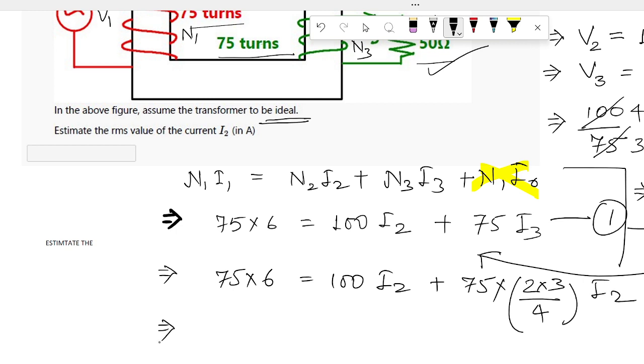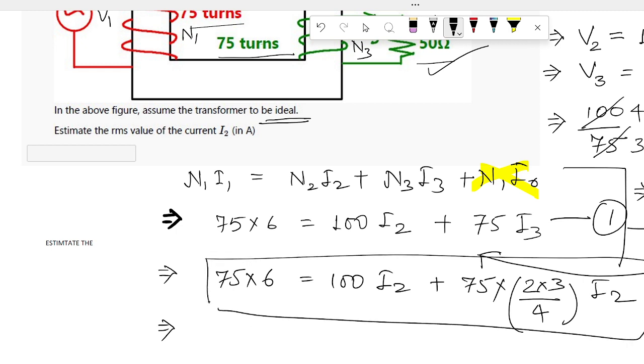3.164. Okay, fine. What about I2? 2.11. Okay. You can solve this equation. You will get I2 equal to 2.11. And I3 is something around 3 point something, 3.164 ampere. Yes, sir. And what about I2? Just, sir, please wait. Into 75.